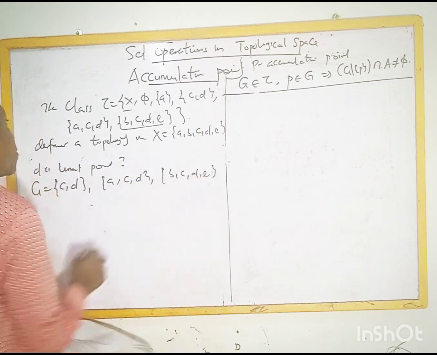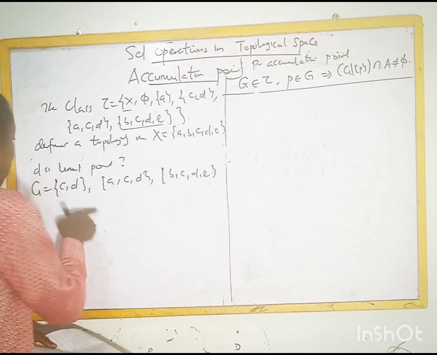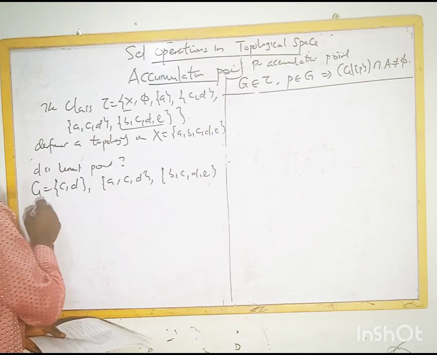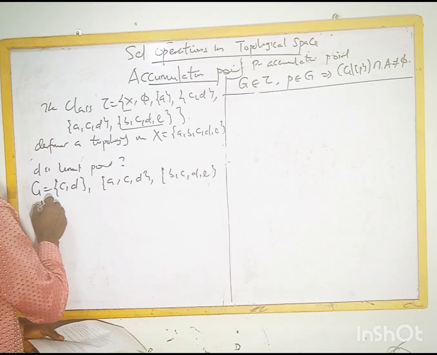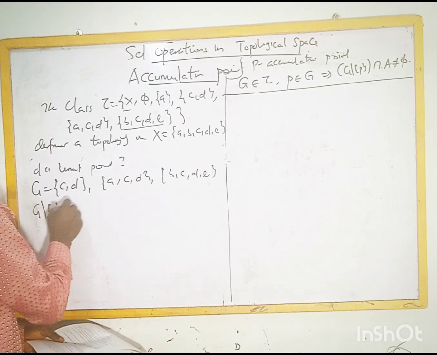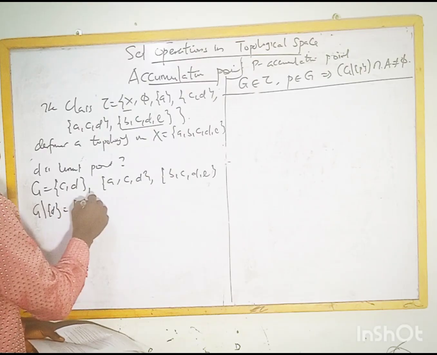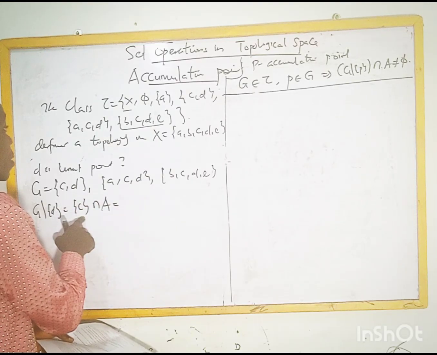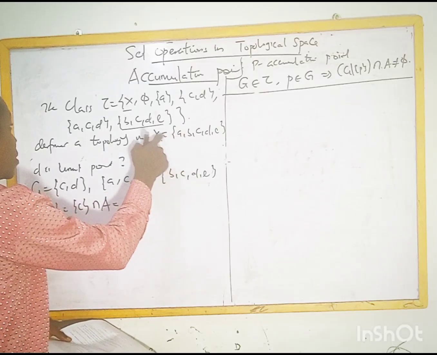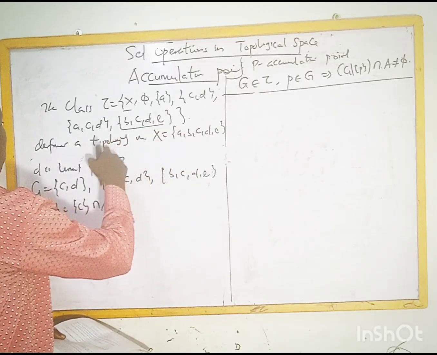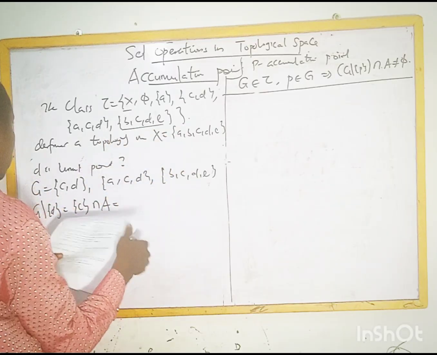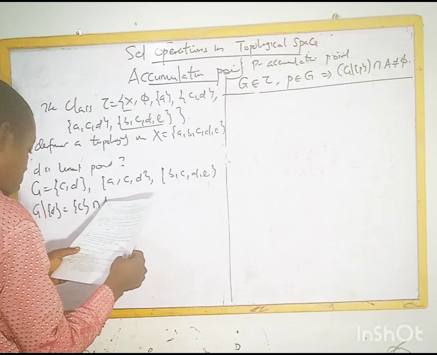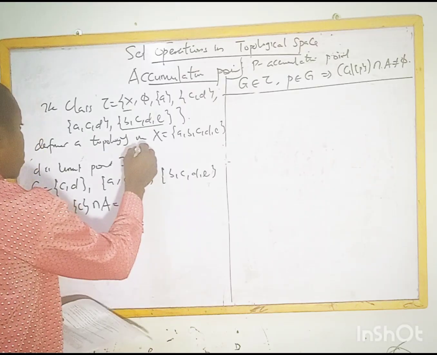So when you look at it now, if I have G minus D, I remove D from here, I'm going to have C, and the C intersection A. What is C intersection A now? Our A is A, B, C. A is what?